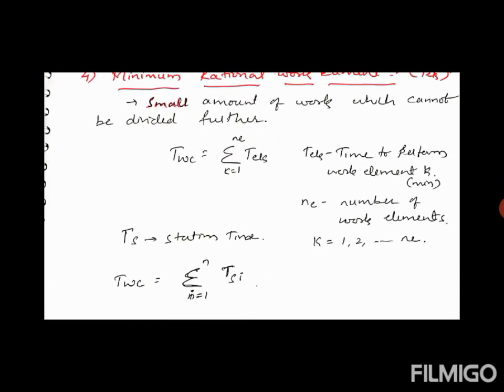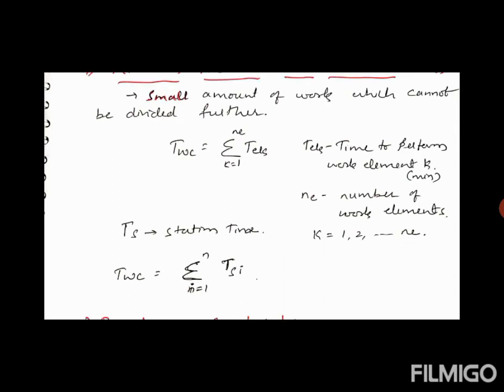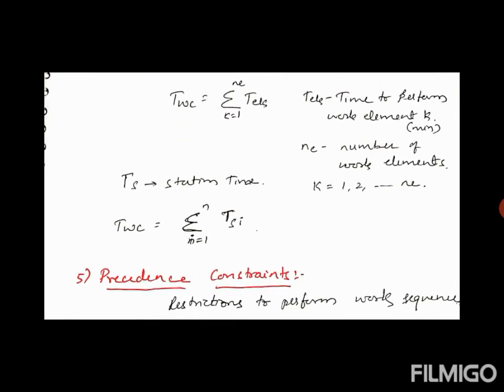So next comes TS, I mean station time. Station time is nothing but TC, cycle time. Commonly both are the same, station time and cycle time, TC. So we can also write it in terms of station time, that is, the total number of stations and how much time one station takes, which gives us the total work content time. Total work content time, TWC, can also be calculated using station time.